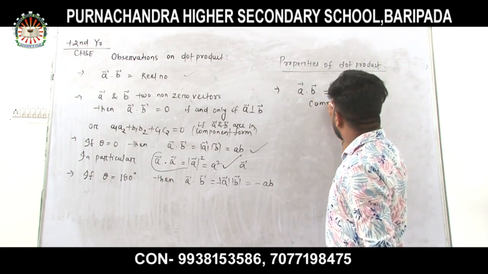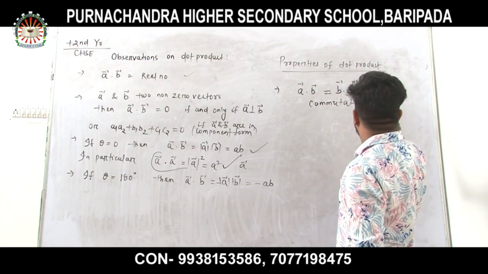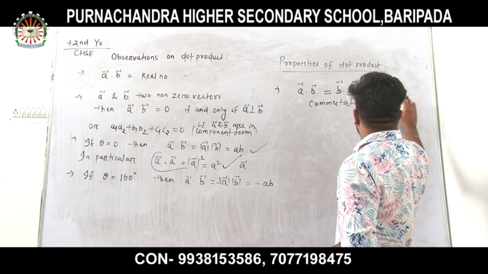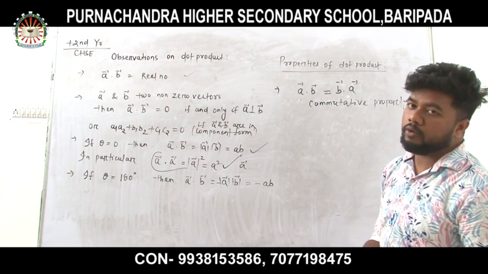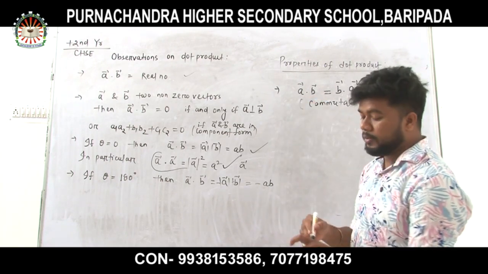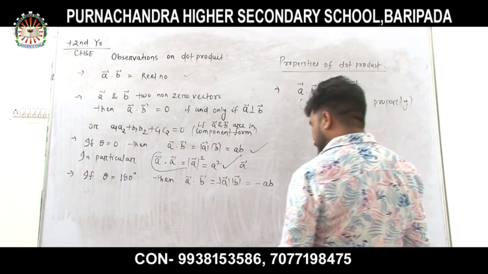This is the commutative property. A dot B equal to B dot A. That means dot product is commutative.